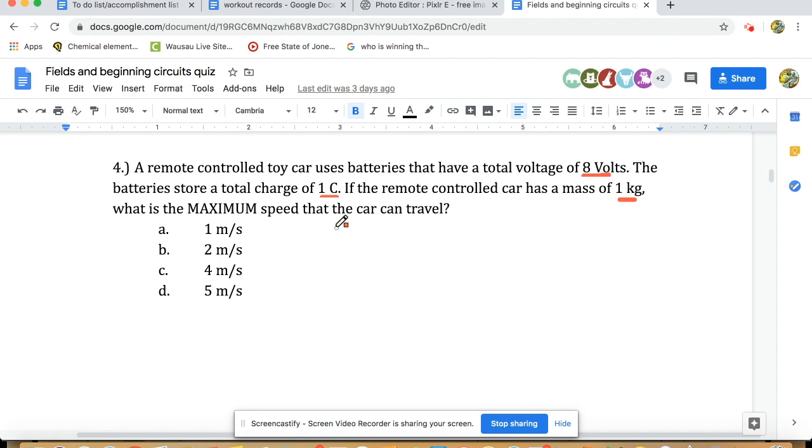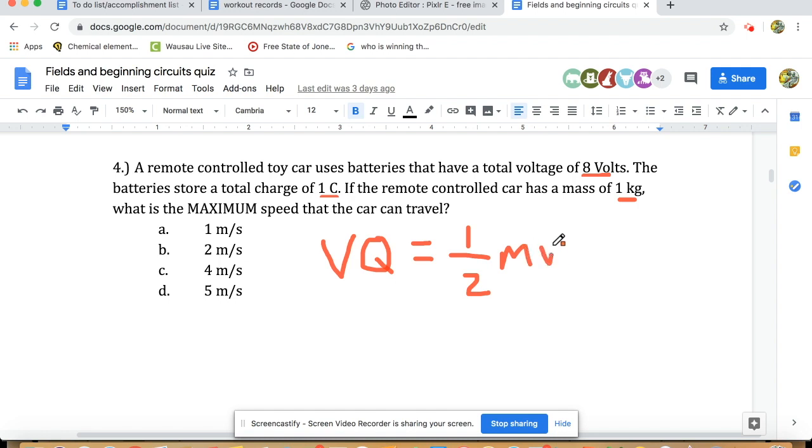Well, this is a conservation of energy question. Basically, the car starts with electrical energy. Electrical energy is equal to voltage times charge. That's the starting energy. And assuming that no energy is dissipated, it's going to equal the final energy, which is kinetic energy, 1/2 mv squared.